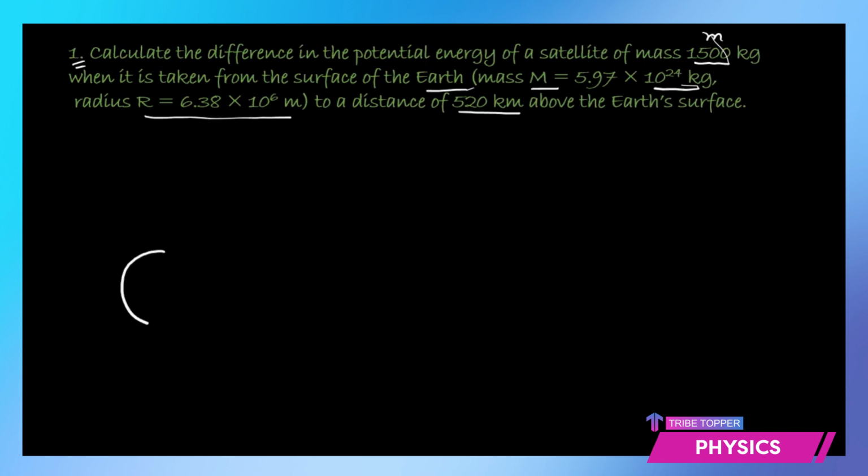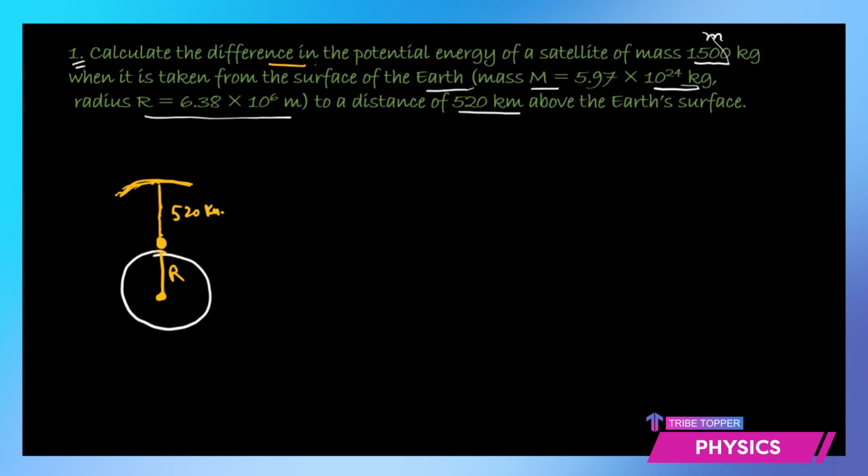If we assume this is Earth and this is the radius of Earth r, from the center to the surface, earlier your satellite is here. So it has some potential energy. When the satellite is taken from the surface of Earth to a distance of 520 kilometers above the Earth's surface, we'll add a distance of 520 kilometers. So obviously its potential energy would change. Sorry, they're not asking for the new potential energy, they're asking for the difference in the potential energy of the satellite.